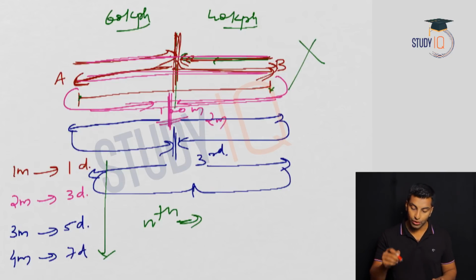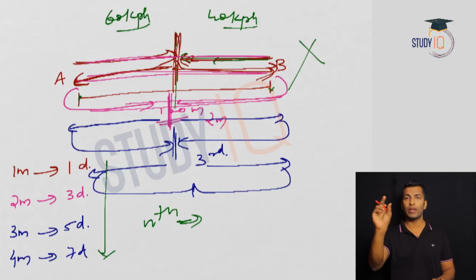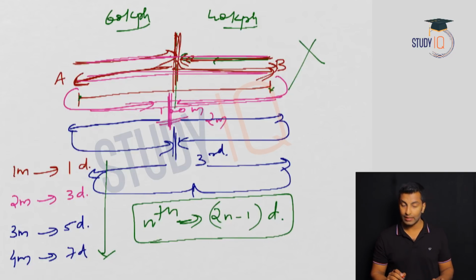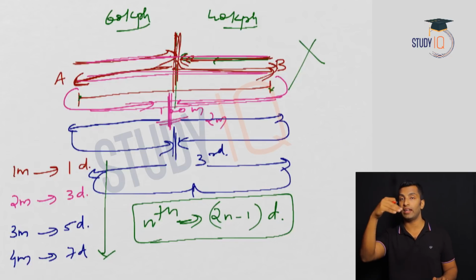You don't want to draw this, you don't want to think of it. If they are moving in the opposite direction, nth meeting means 2n-1 distance covered. Okay, that's it. It's not a formula, it's just common sense. You don't want to remember it like this. If you want, you can understand at that time itself. Just take the scenario where they are moving in the opposite direction. First meeting 1D, second meeting 3D, third meeting 5D, like that it will go.